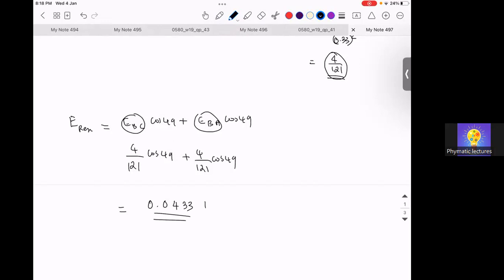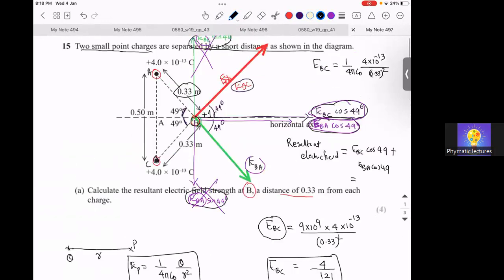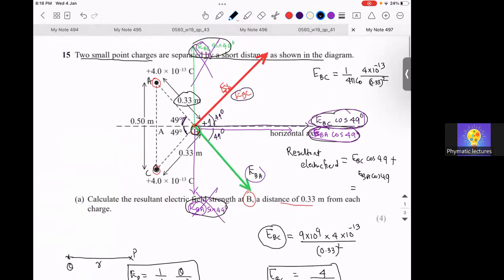What is the unit for electric field? Unit for electric field is Newton per Coulomb. 0.0433 Newton per Coulomb. So that will be the answer for this question. That's it. It's very simple, right? To practice. Thank you.